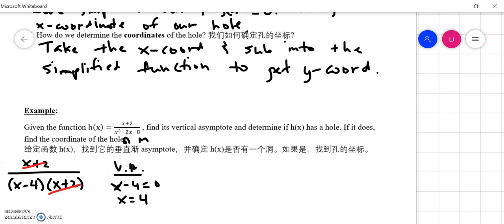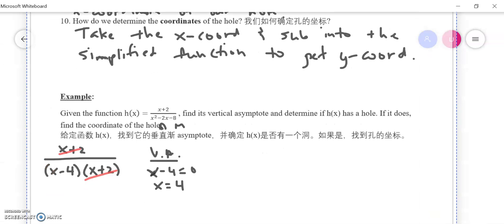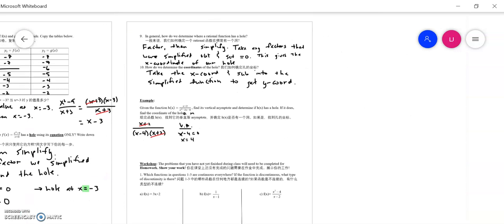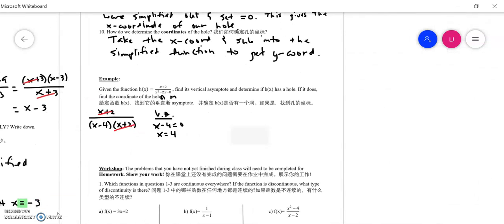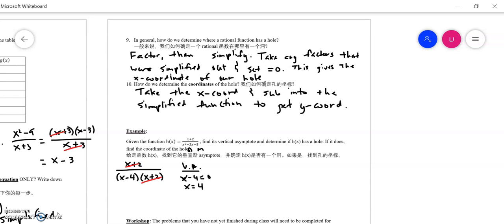Let's get that process up on the same screen. Okay, so there's the process up above. Factored and simplified, we have done that. Take any factors that were simplified and set equal to 0. Okay, so for a hole, the simplified factor was x plus 2. Set this equal to 0. That's going to give us x equals negative 2.